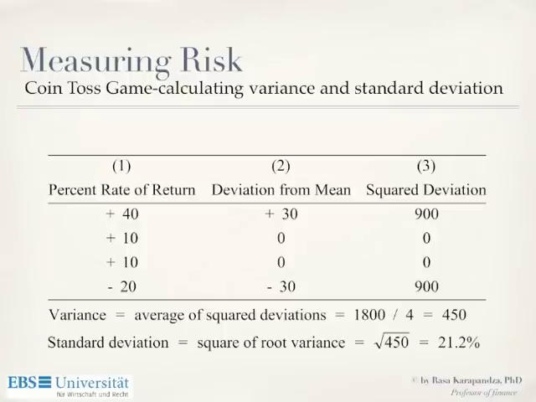This is the average squared deviation from the mean, so this is the variance. Variance is 450. And what is the standard deviation? It's just the square root of this. So in this case, this would be 21.2%. And this tells you how wide this normal distribution is. And this is so simple to calculate.